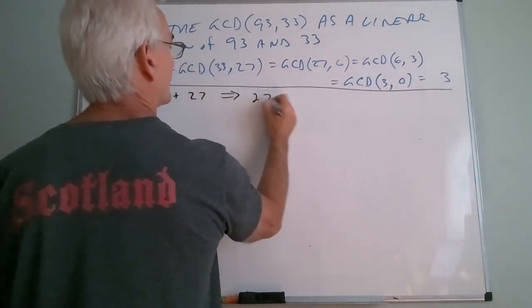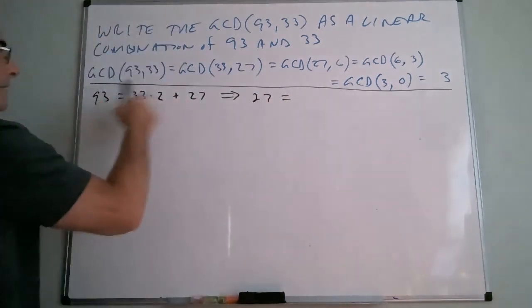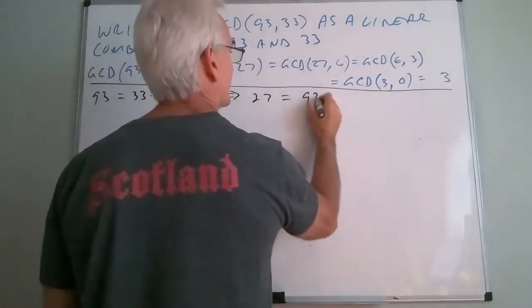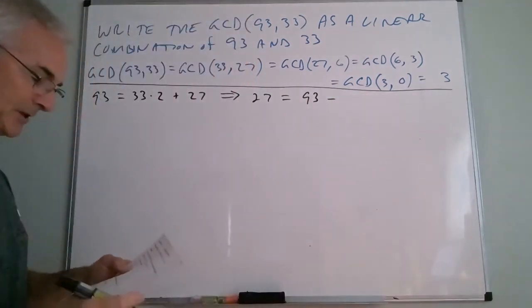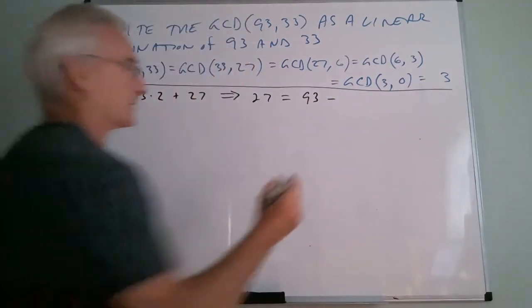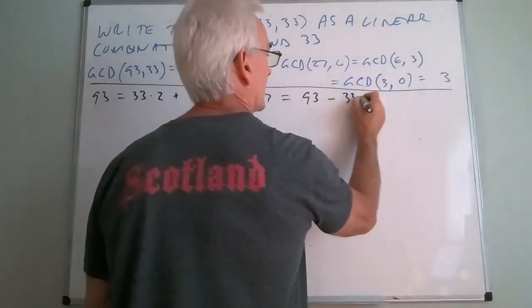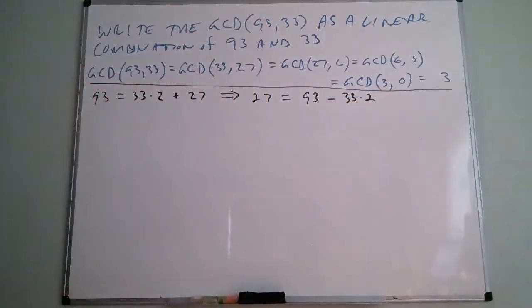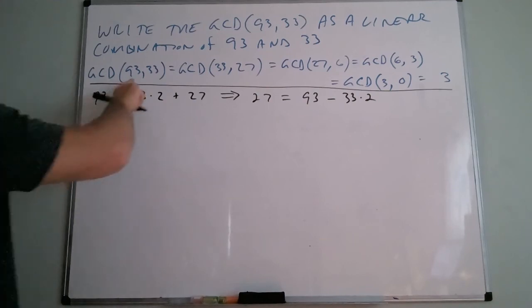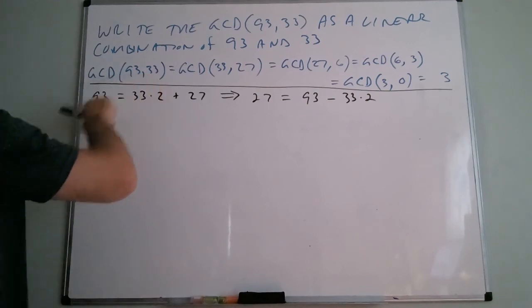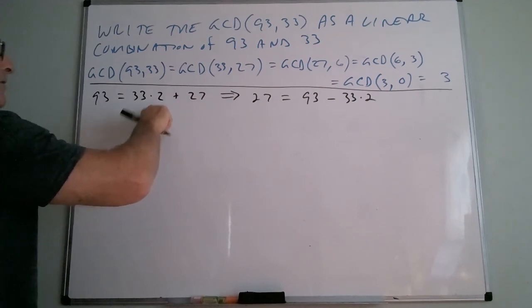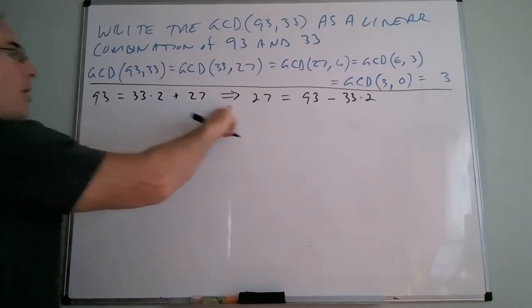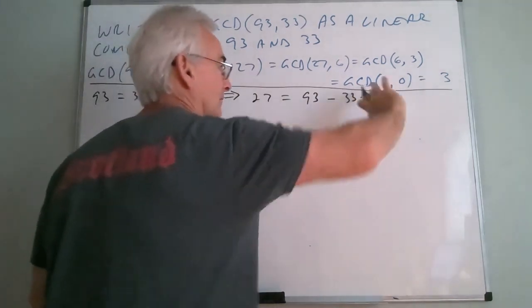So what does 27 equal then? 27 equals 93 minus, now it doesn't matter if you said 2 times 33 or 33 times 2. It's going to be the same thing. At some point, you might rearrange things. Okay, so that's step number 1. I take that statement, write it in div mod form, 33 times the div plus the mod, take the mod and then rewrite it. Okay, leave that alone.